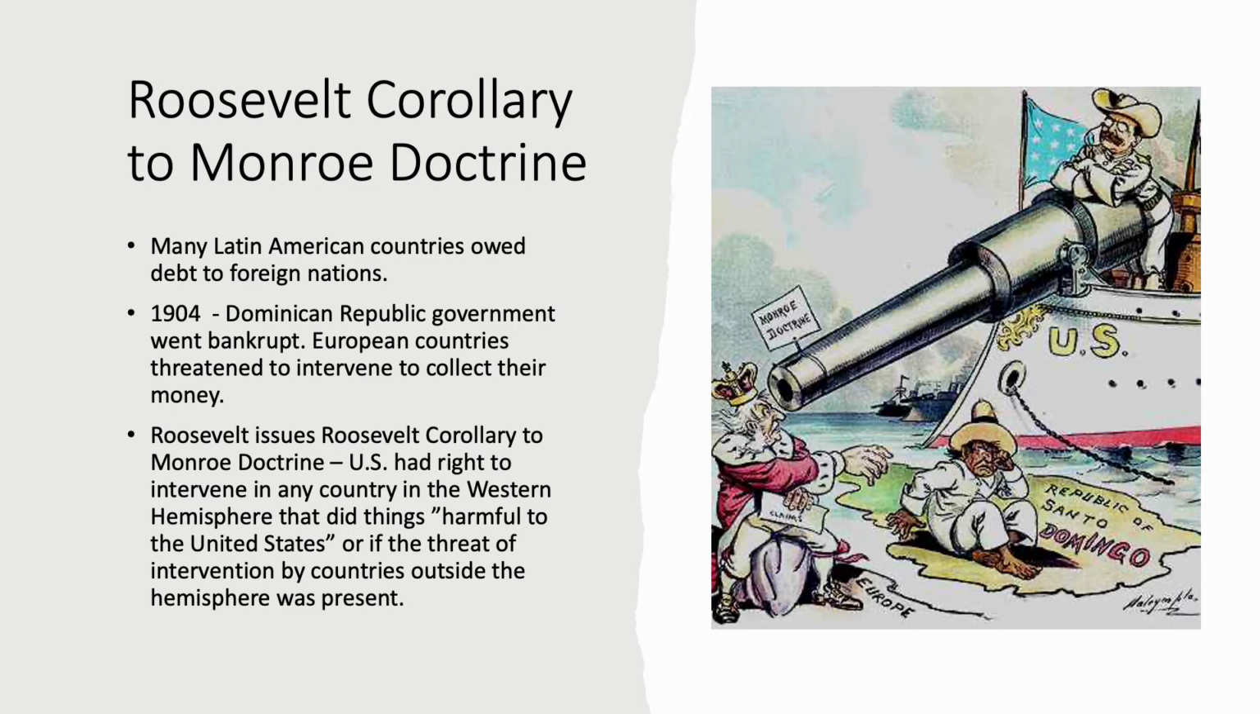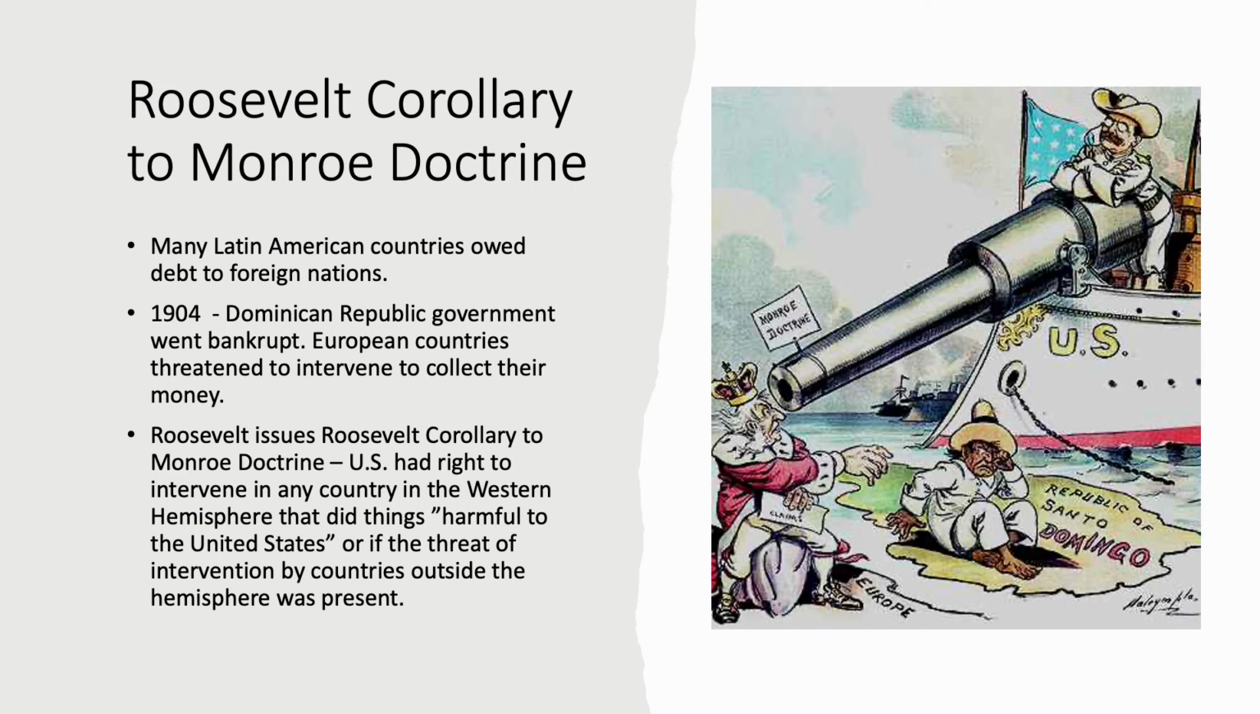So what Roosevelt is adding to this is basically, the United States had the right to intervene in any country in the Western Hemisphere that did things harmful to the United States, or if the threat of intervention by countries outside of the hemisphere was present.